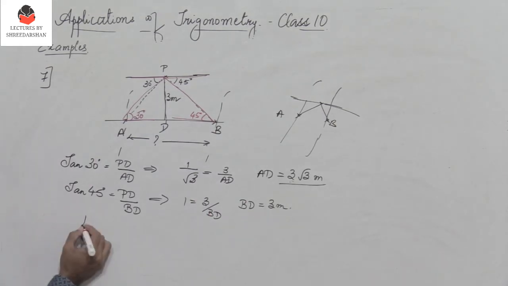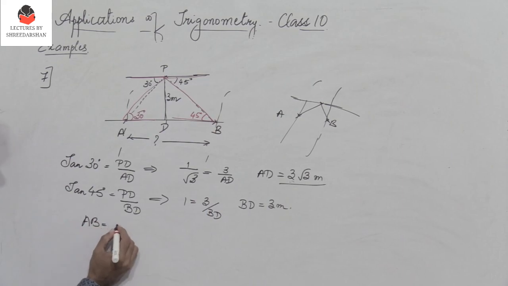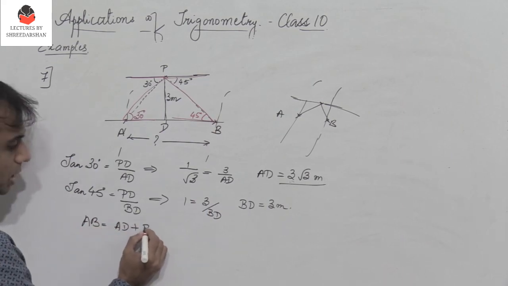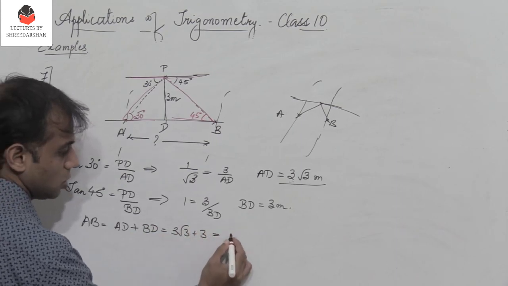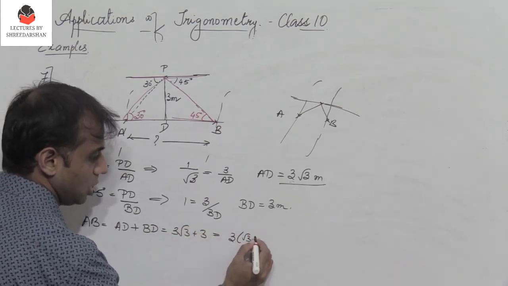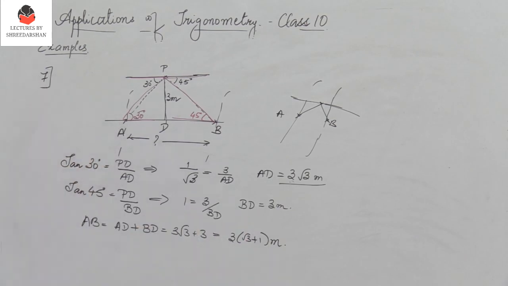So the length of the river AB is AD plus BD, which is 3 root 3 plus 3. So I can write it as 3 into root 3 plus 1 meters. So this happens to be the width of the river.